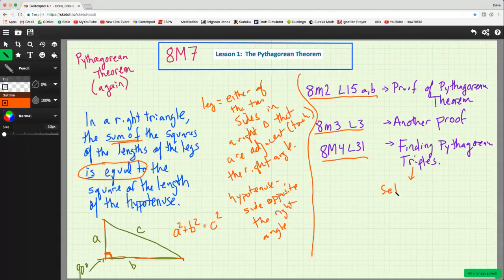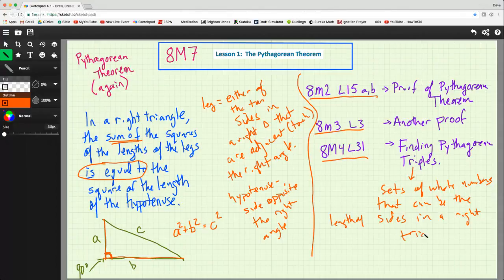These are sets of whole numbers that can be the length of sides in a right triangle. And so those are numbers like 3, 4, 5, because 3 squared plus 4 squared equals 5 squared. Well, there are a lot of them, but most right triangles don't work out in this neat pattern. But there are a number of them that do, and you can go back to 8M4 lesson 31 to find methods for generating these numbers that magically work.